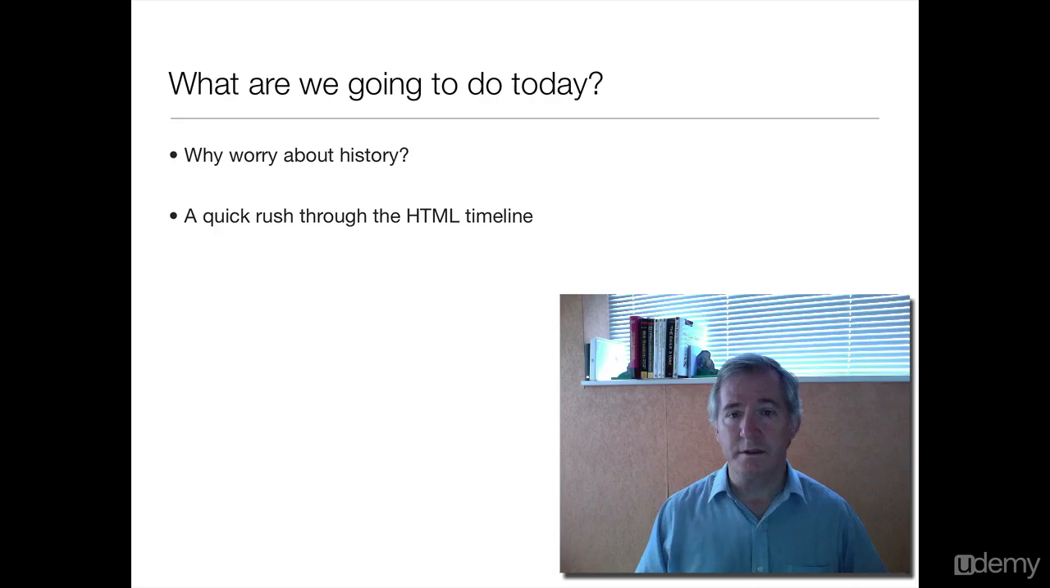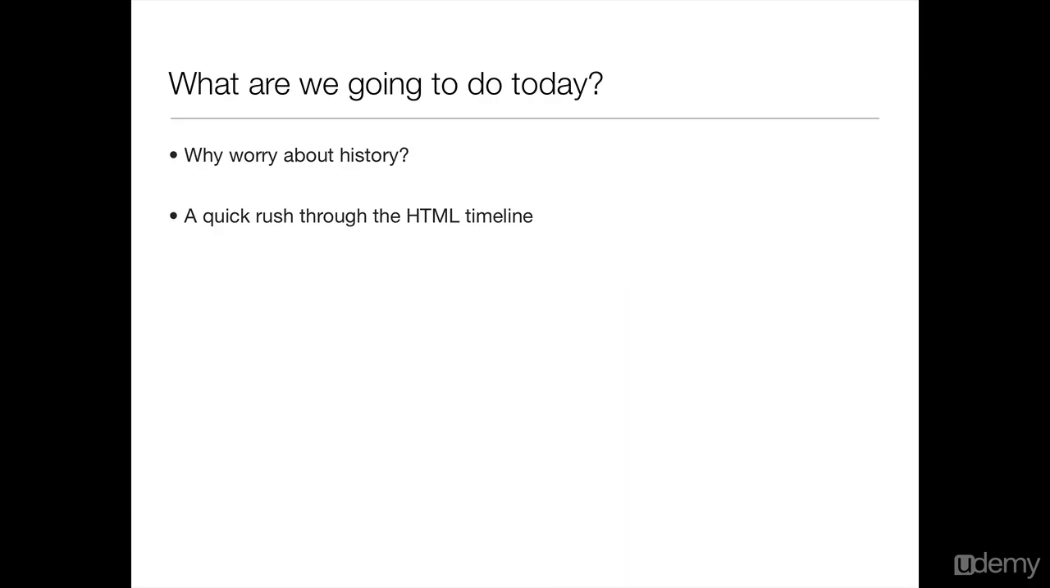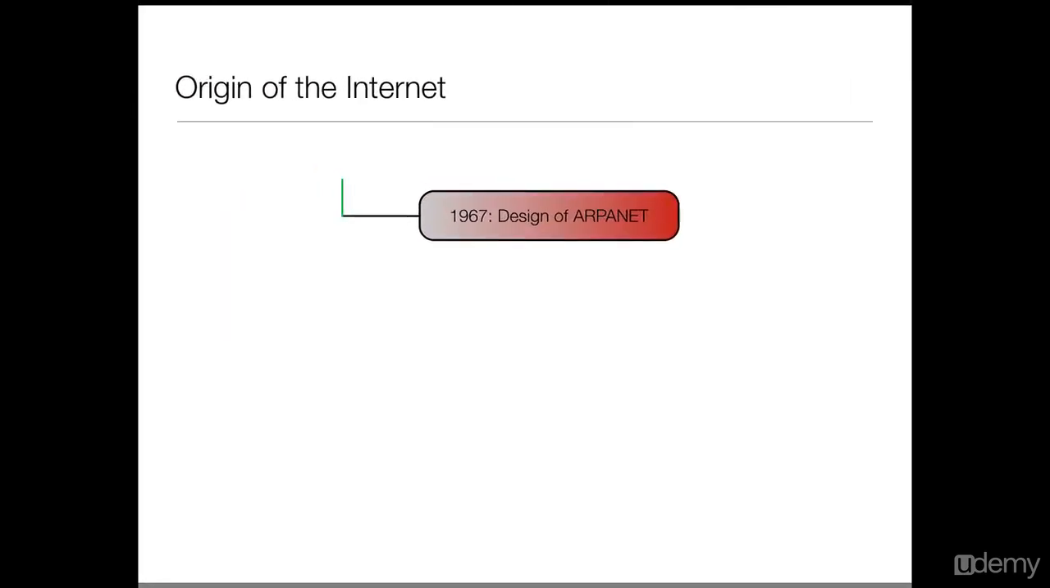But the reason why I want to do this is just to pull out one or two key issues about how HTML has evolved over the last 20 years or so. So that's the purpose. That's answering my first point there. Why worry about the history? Well, it helps you to understand how HTML is today by looking at how it's evolved. And to do that, I'm going to give a very quick rush through the HTML timeline and bring out these points. So let's go through very quickly.